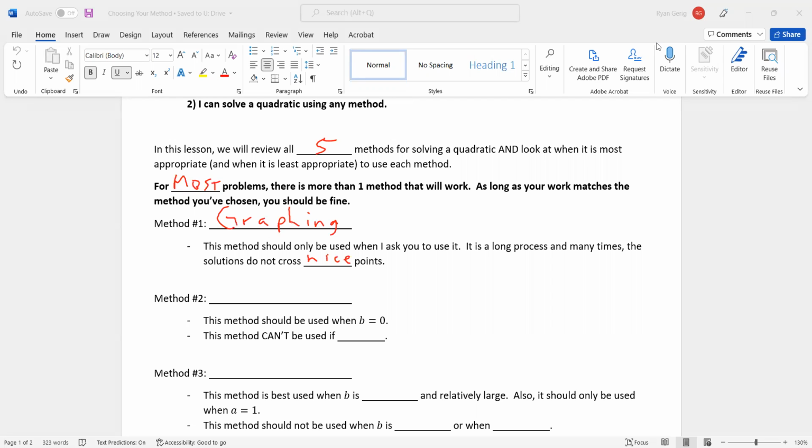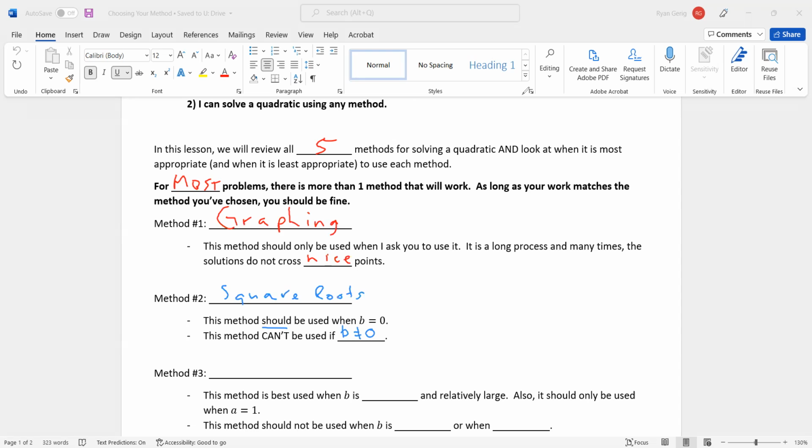Okay. Second method is square roots. That was lesson 4. This method should be used when b equals 0. This method can't be used if b does not equal 0. Right? So if b is any other number other than 0, you cannot use square roots. If you try, it's going to be wrong.